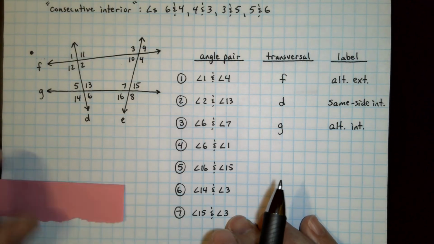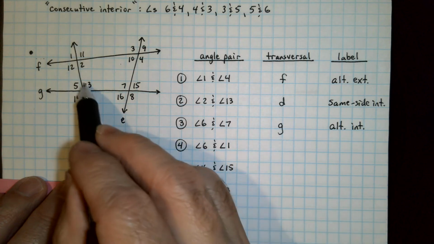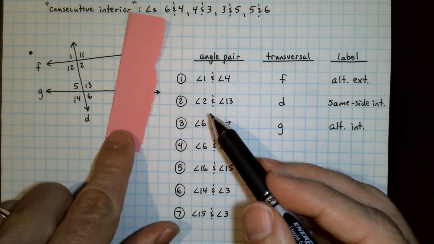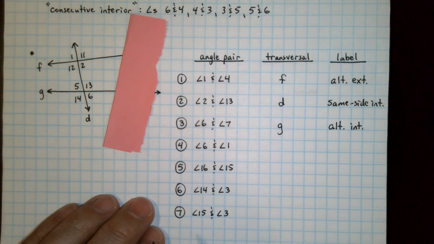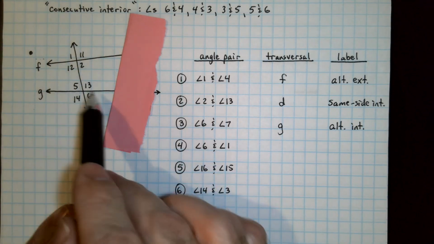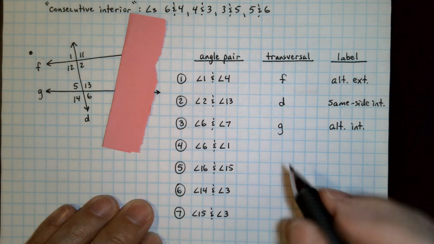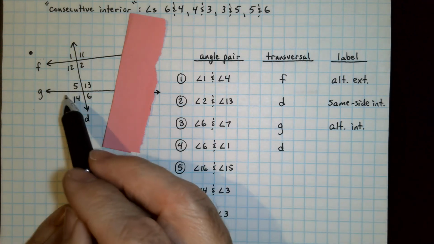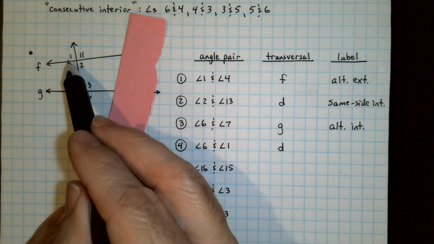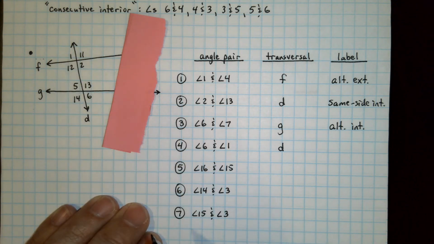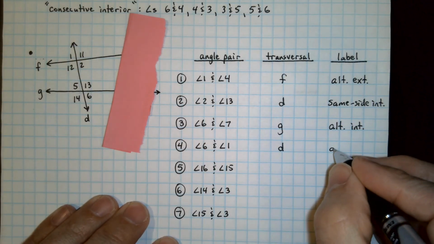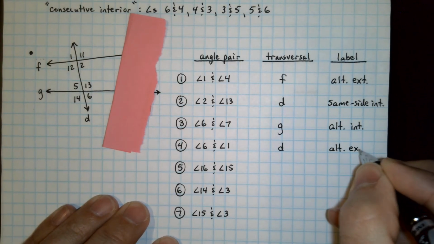Our fourth pairing, angle 6 and angle 1. 6 is in this group, 1 is in this group. We can cover up those. These 2 lines are being crossed by line D. D is the transversal. 6 is not between these 2 lines, neither is 1, so they're exterior angles, but they're on different sides of the transversal, so they're alternate exterior angles.